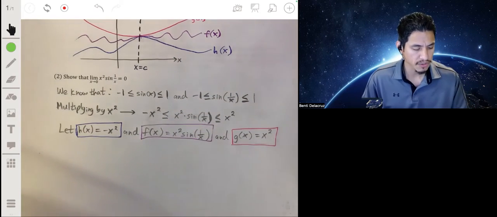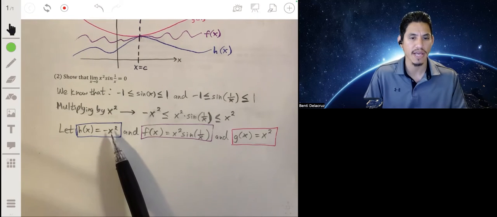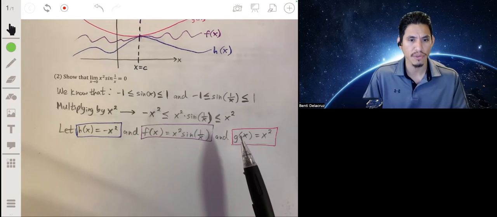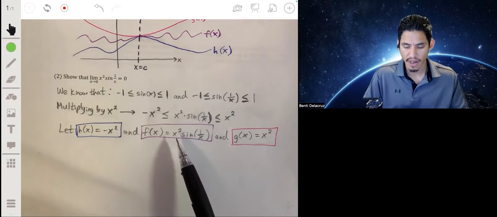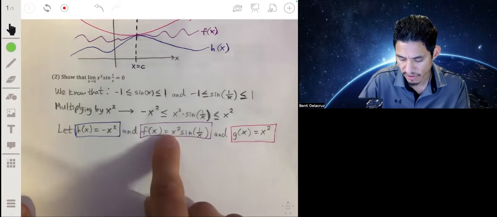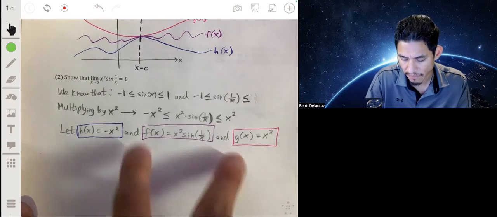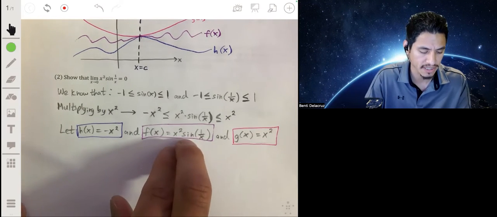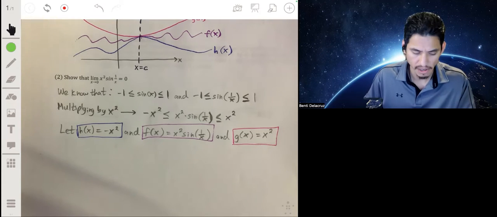Now, the reason we did this is because we know how the function negative x squared behaves, and we know how the function x squared behaves. More specifically, we know what happens when we take the limit of these functions as x approaches 0. Since this function will always be between these two functions, if we define that limit for x approaching 0, then we can define the limit of this one. So let's go ahead and write that out.